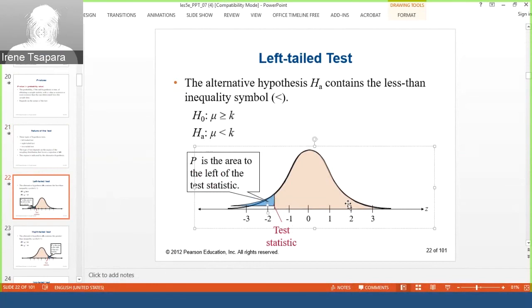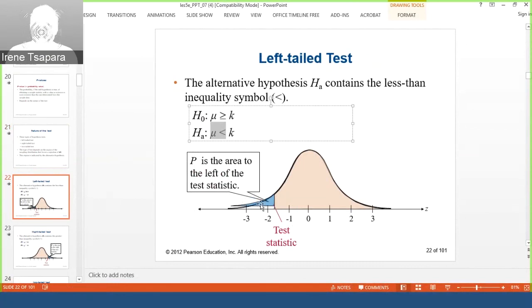What you see right here on your screen is the bell curve. Since the test that you have is a left-tail test, because it has less, then a left-tail test means that your rejection area is going to be on the left tail. So the left tail, the blue area right here, is going to be your rejection area.